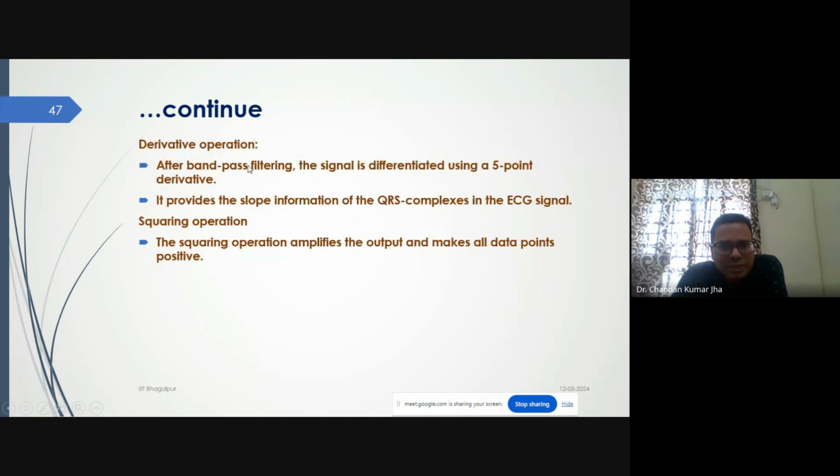The derivative operation also has significance. The derivative operation means differentiating. For the differentiation, a 5-point derivative has been used, and it provides the slope information of the QRS complex. After that, the squaring operation is used. The squaring operation amplifies the output and makes all data points positive, so here it improves the signal.